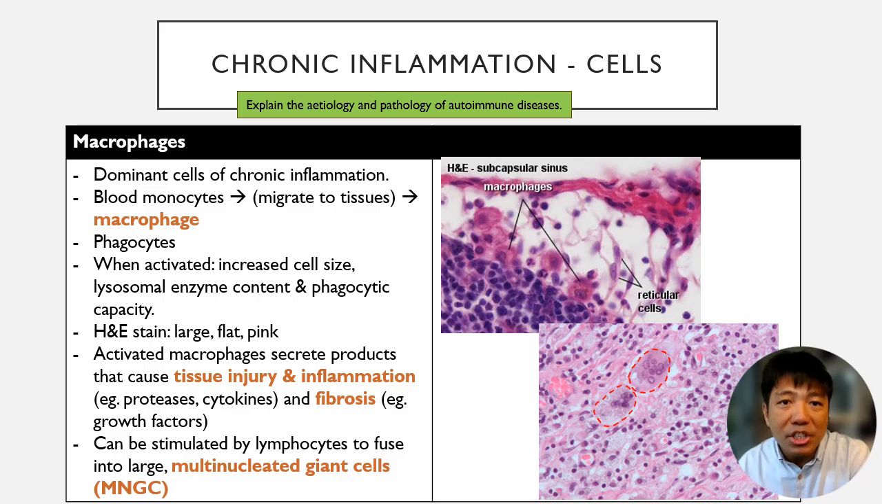In chronic conditions, macrophages can fuse into larger multinucleated giant cells that contribute to a sustained inflammatory response.